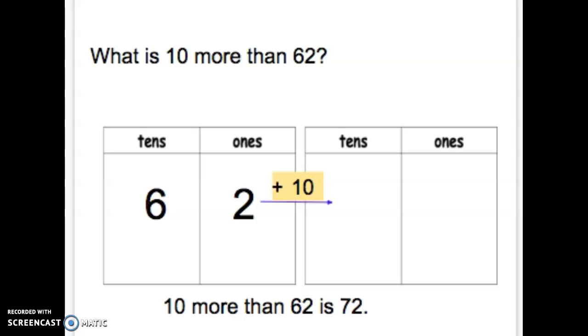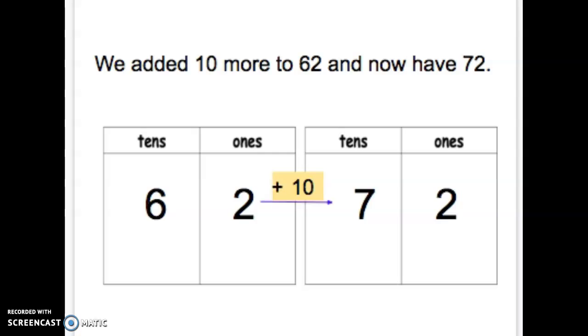So 10 more than 62 is 72. We added 10 more to 62 and we now have the number 72. 6 10s plus one more 10 is 7 10s, and then 2 1s plus 0 1s is 2 1s.